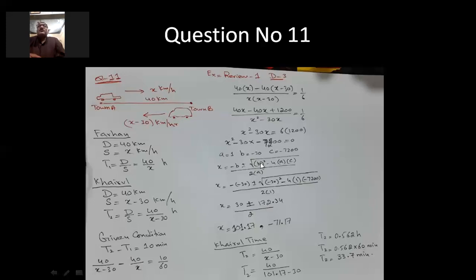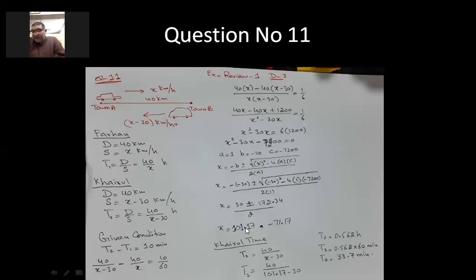172.34. So I will have two options here. The one is 30 plus 172.34 divided by 2, and you will get this answer, 101.17. In the same way, you can find the other, minus 71.17, when you take 30 minus 172.34 divided by 2. But we don't want this negative answer. This positive answer is enough for us.